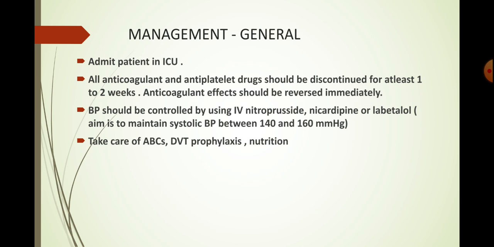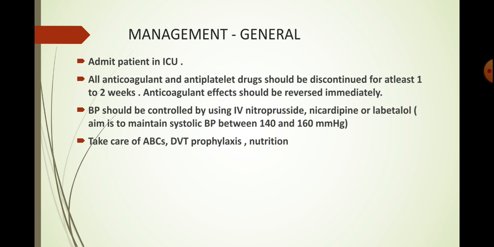Now, how do you manage the condition? General management is you have to admit the patient in ICU. This is an emergency situation, so you'll admit them in the ICU and you make sure that their airway, breathing, circulation is secured. You give them DVT prophylaxis and make sure their nutrition is through Ryle's tube. And also, the most important thing here is that you should monitor their BP and give them IV nitroprusside or IV labetalol, and then make sure that the systolic BP is in a range of 140 to 160 mm of mercury.